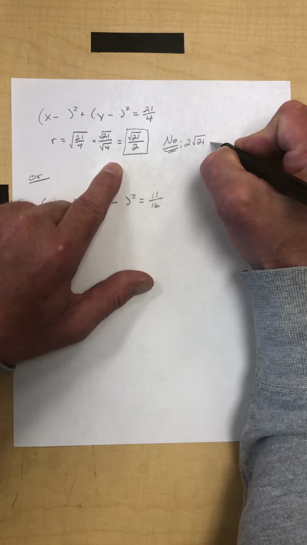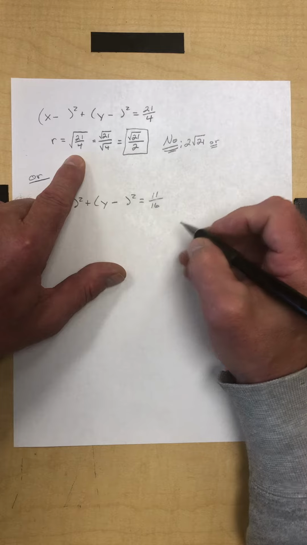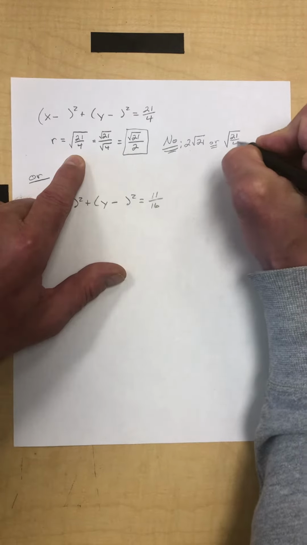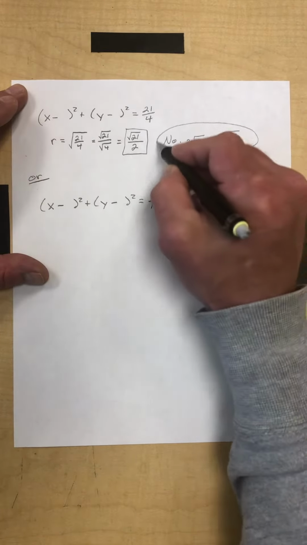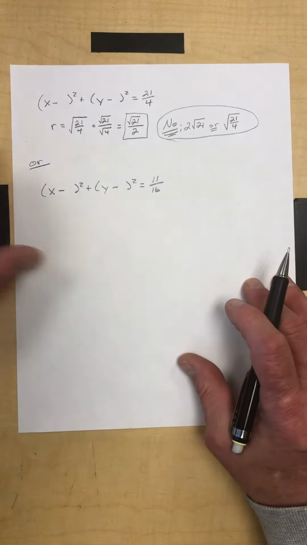I'm also getting some people to not put it in simplest radical form. They're going to leave it like this: radical 21 over 4. This is a big no-no. If you did something like this, you've got to go back and change that. It'd be the same thing here.